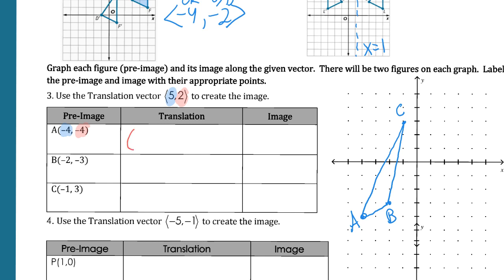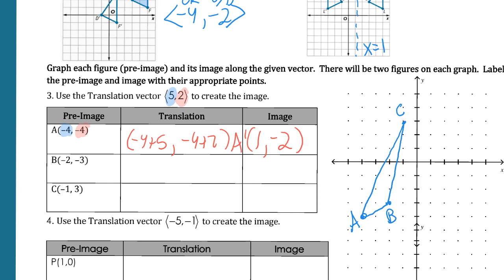Okay. So if we take -4, which is the x value, plus the 5, that'll give us 1 for our image. Then we take -4 and 2. So you take -4 plus 2, again, the y coordinate with the y vector value. And that gives us -2. So in fact, our A prime would be as shown.